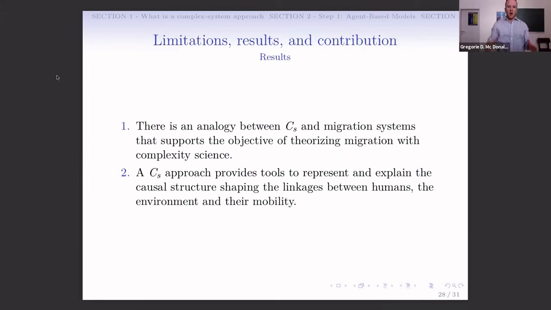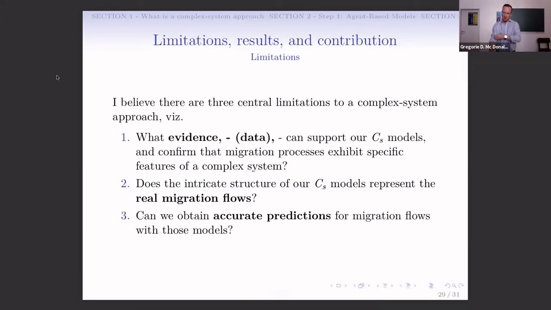Okay, so what are the results that I believe I obtained from my research? There is an important analogy between complex systems and migration systems that supports the objective of theorizing migration with complexity science. And a complex system approach provides tools to represent and explain the causal structure shaping the linkages between humans, the environment, and their mobility. There are, nevertheless, limitations to that approach, and I would like to present them to you. I believe there are 3 central limitations to a complex system approach.